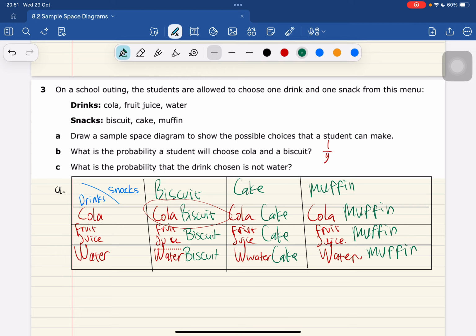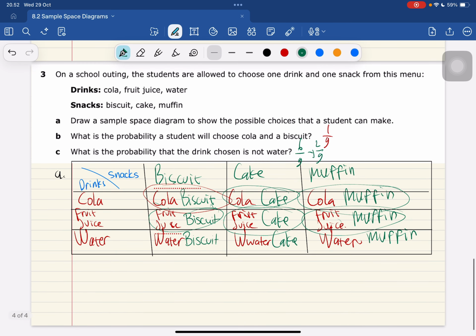Next, what is the probability that the drink chosen is not water? Not water. So if it's not water, we got cola 1, 2, 3, 4... cola here, 2, not water, not water, not water, not water. So 6 over 9. We divide by 3, and it's going to be 2 over 3. Okay, there it is. Thank you.